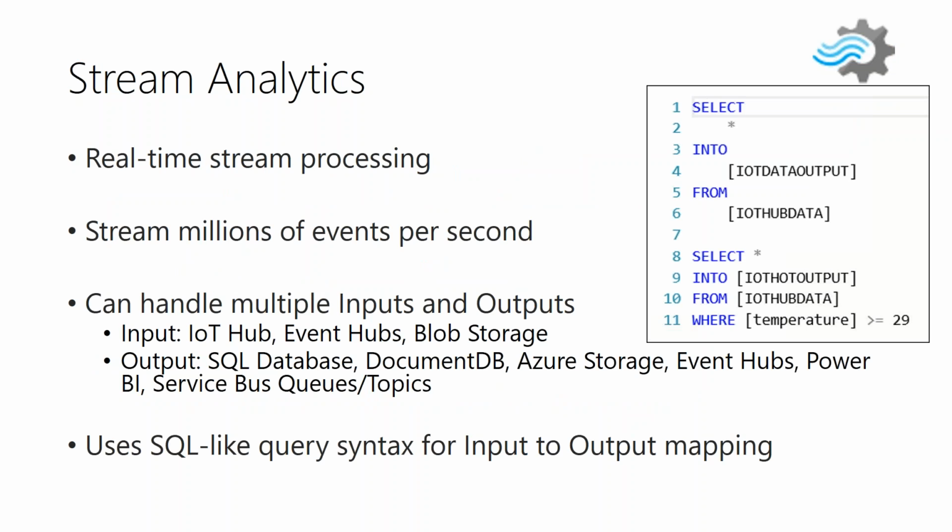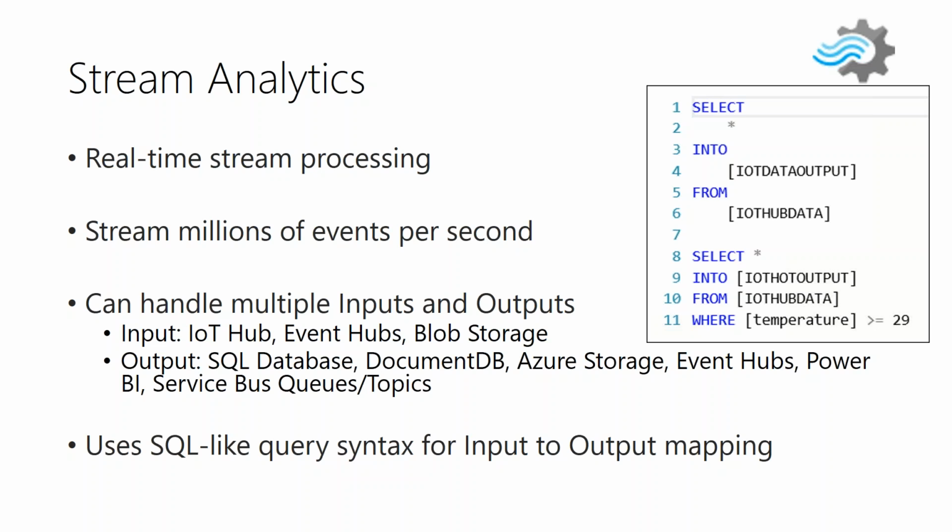So Stream Analytics is a real-time stream processing service within Azure. It allows you to stream millions of events per second. So basically you have all of these events feeding into IoT Hub. You can feed those directly into Stream Analytics to start performing some real-time stream processing on that data.